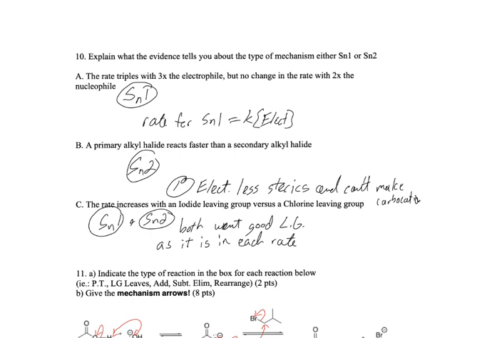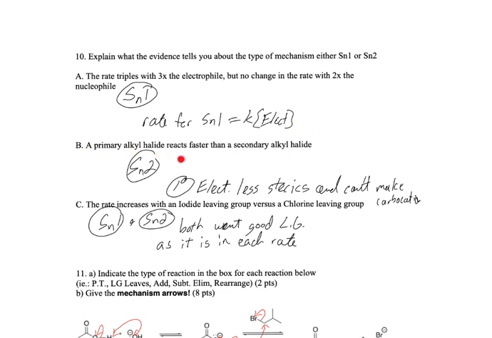So for this one, explain what evidence tells you about the type of mechanism, either SN1 or SN2. So a rate triples with 3 times the electrophile, but no change in the rate with 2 times the nucleophile. So that's just really like, do you know the rate laws for SN1 and SN2, right? In an SN2 reaction, both the nucleophile and the electrophile matter for the rate. And in SN1, it's all about the electrophile, right? It's all about that leaving group leaving. So if the rate changes with the electrophile, that could be SN1 or SN2. But if nothing happens with the nucleophile, it has to be SN1, because the SN1 rate law doesn't depend on the nucleophile.